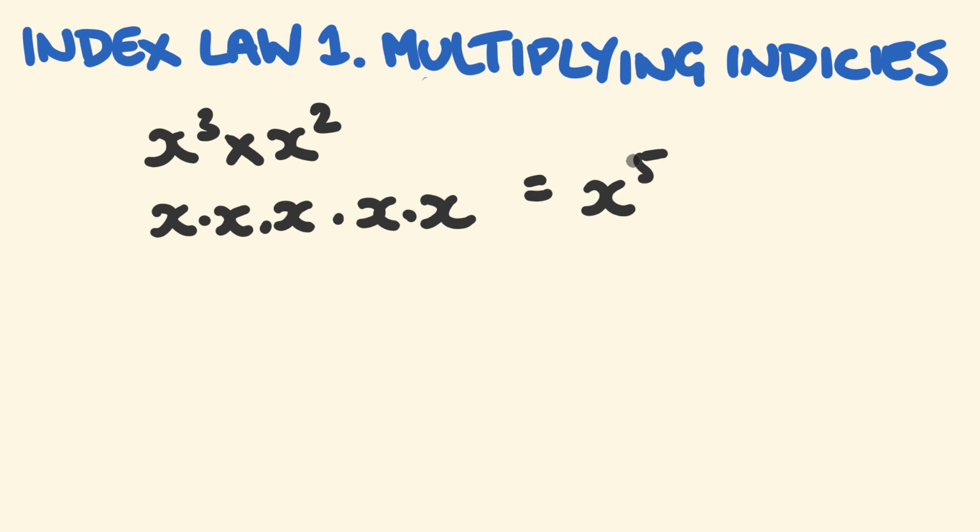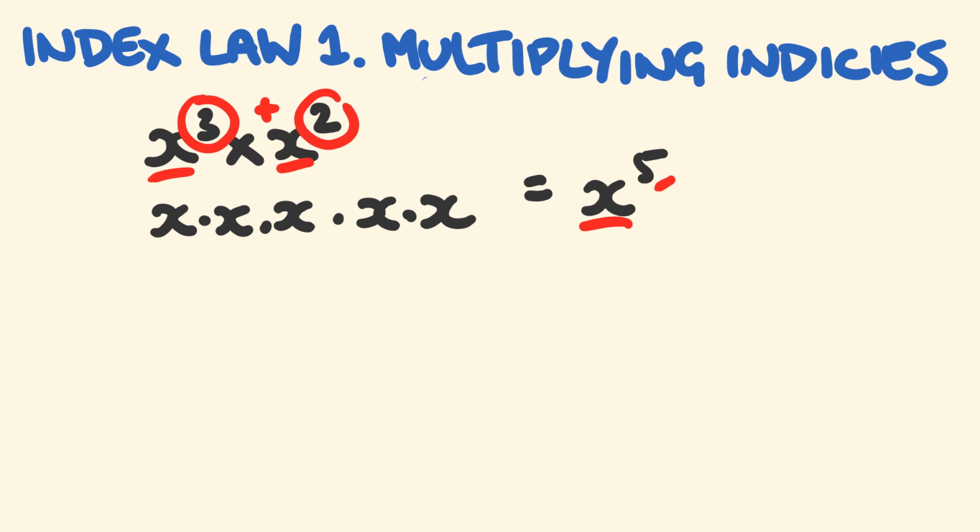So how do we solve this using a shortcut? Well, you might notice, all we need to really do is keep that same base. We have the common base of x, and that's our answer there. And then we have the two powers here, 3 and 2. We literally add these together. So 3 plus 2 is equal to 5. So that gives us the first index law, which is this one right here.